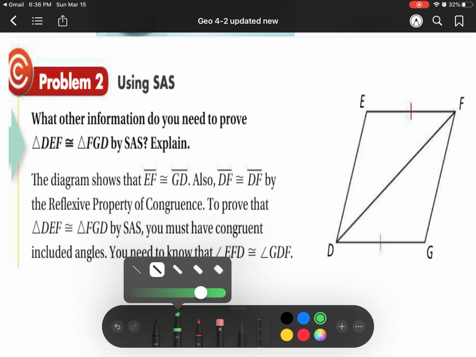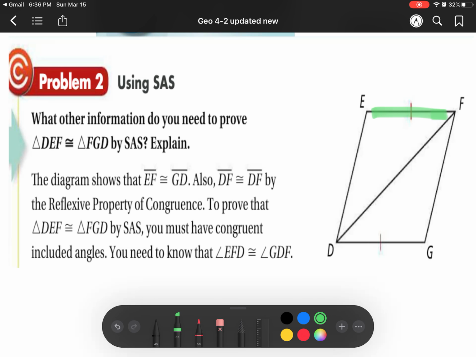Let's start highlighting our sides. He gave me that EF is congruent to DG. Okay, this is the first side. Did he give me something else? No, but I know that this side is common. Sorry, I'll use another color. This side is included in both triangles. Okay, so what angle I need to achieve the postulate or to prove the congruence through this postulate? The angle which is in between them.